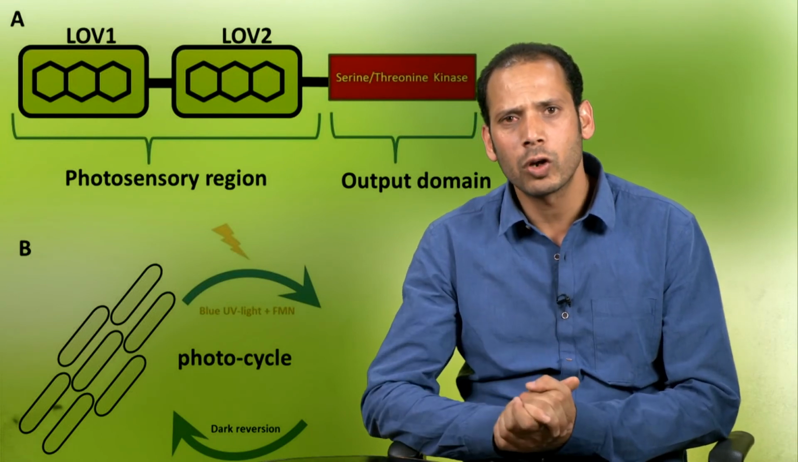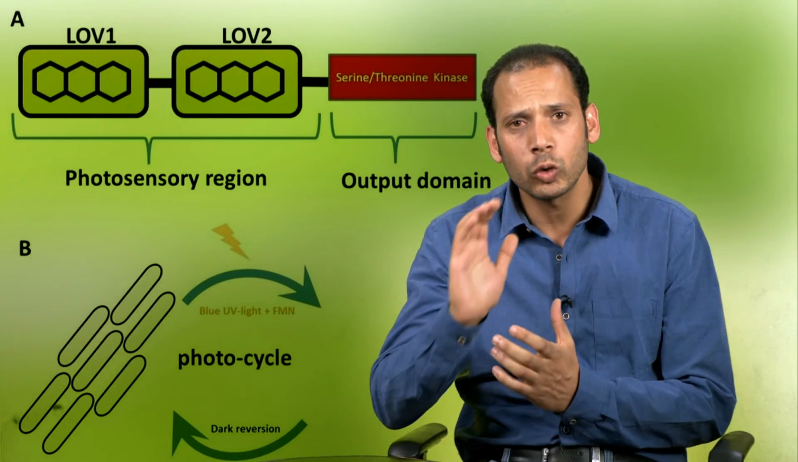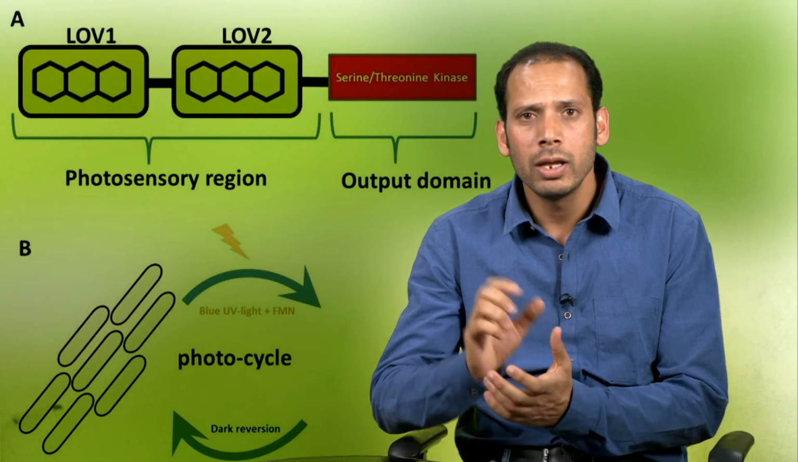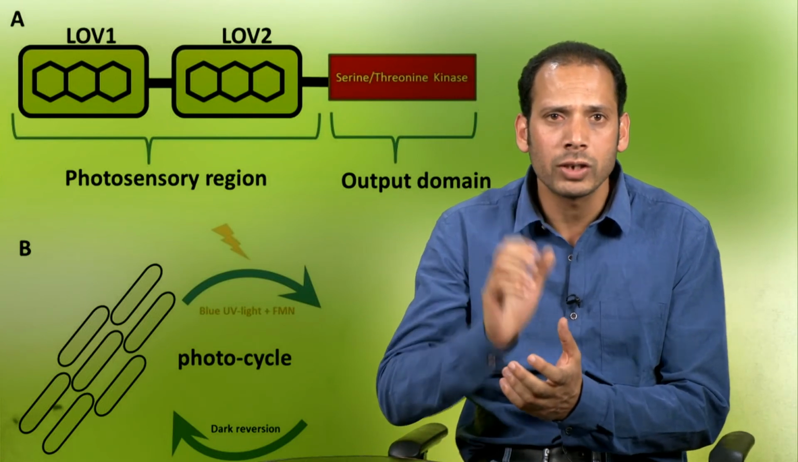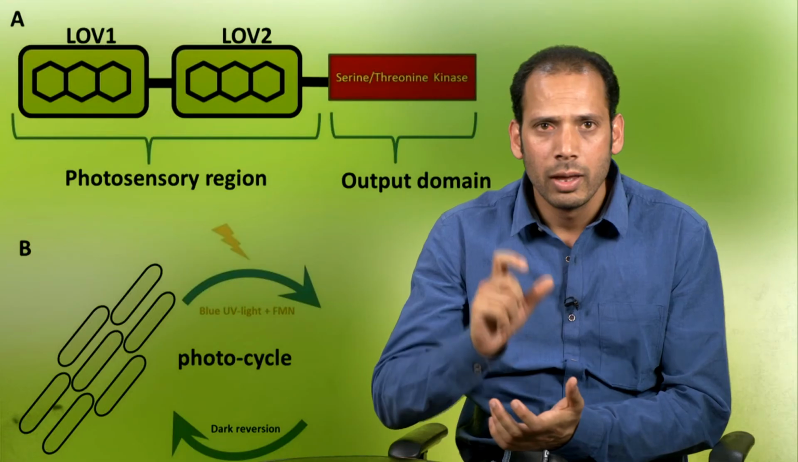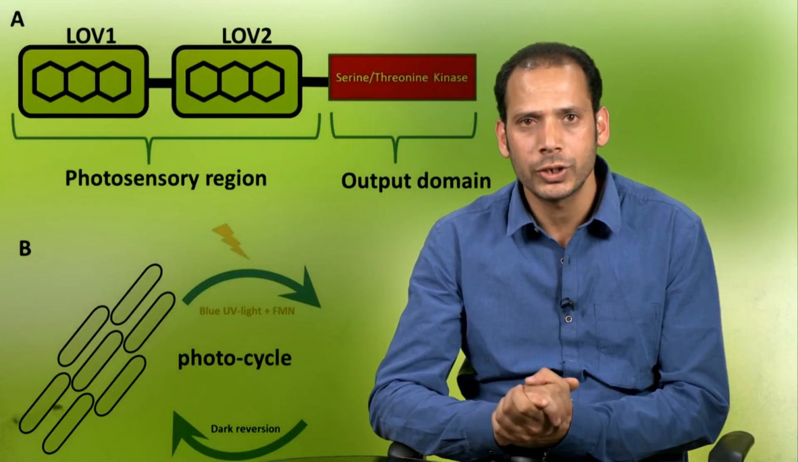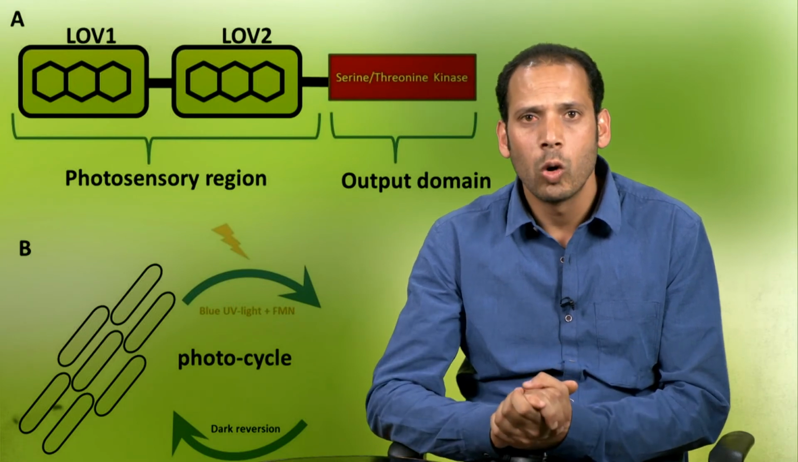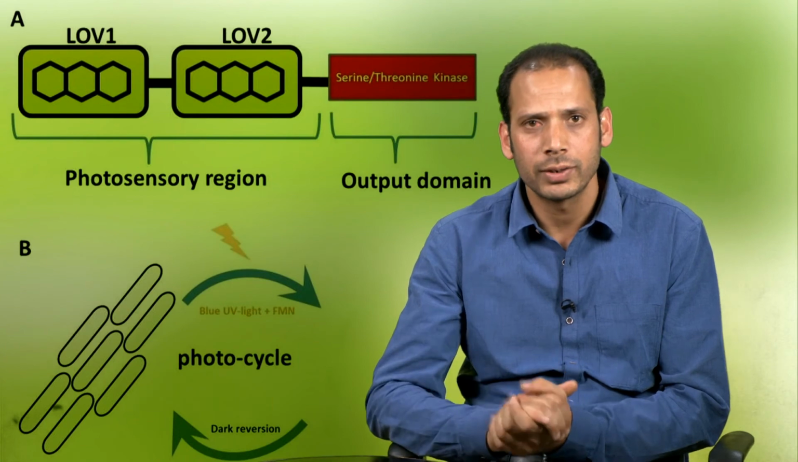And the N-terminal region of CHUP1 is sufficient to target green fluorescent protein, that is GFP, to the chloroplast envelope, suggesting that CHUP1 may mediate interactions between the chloroplast and the cytoskeleton. PMI1 mutants also display defects in both chloroplast accumulation and avoidance movements of chloroplasts despite the cytoskeletal structure of PMI1 mutants appearing to be intact. PMI1 is a protein with unknown function, although it has homology to several signaling peptides.